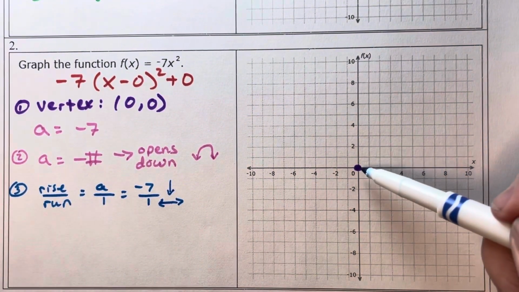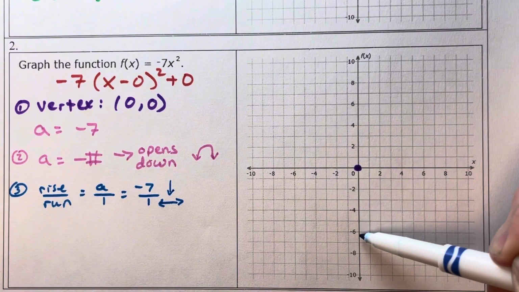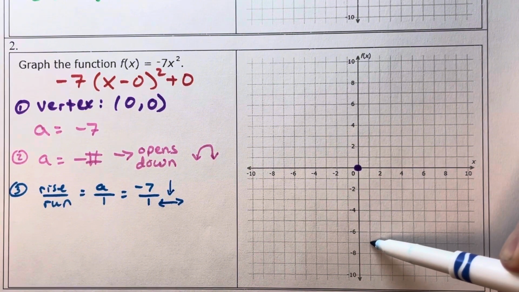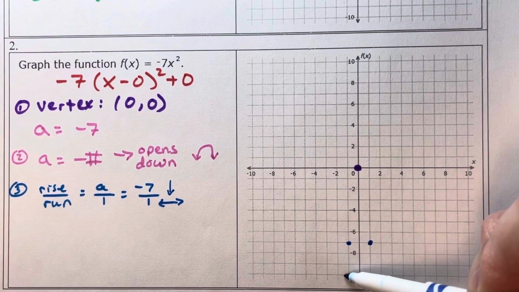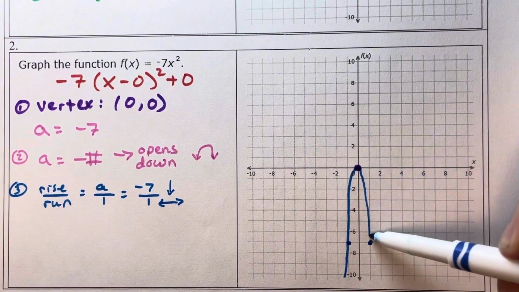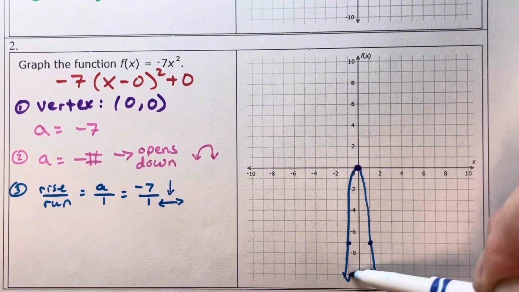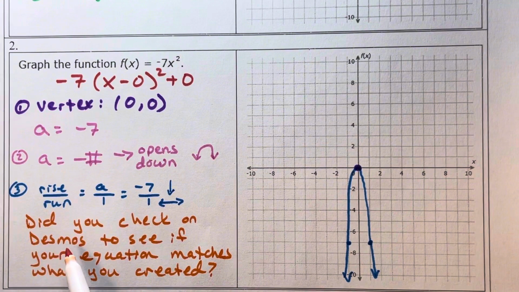Where do we do this from? From our vertex. So our vertex currently is at 0, 0, and we move down 7 units and out to the right 1, out to the left 1, and now we can connect our points and make our beautifully symmetric quadratic right there.